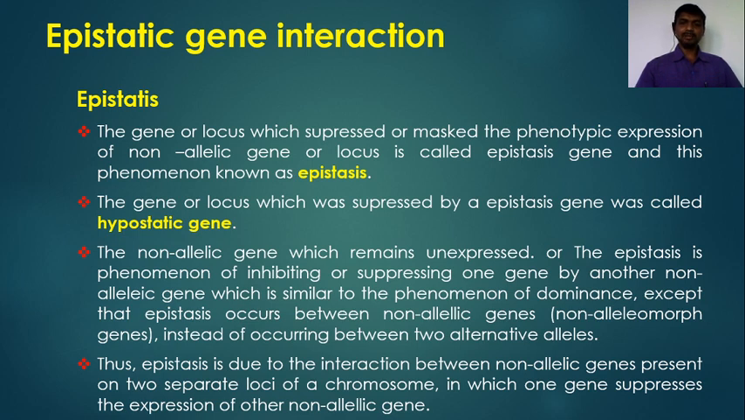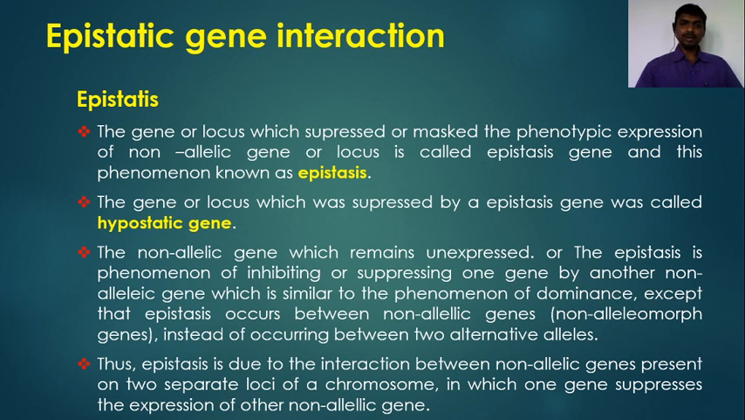Dominance occurs between the allelic genes. Alleles are the alternative forms of a gene. For example, if we take the example of one character, that is the height, capital T, small t. This capital T we say is dominant, small t we say is recessive. So these are the alleles of a single gene T.